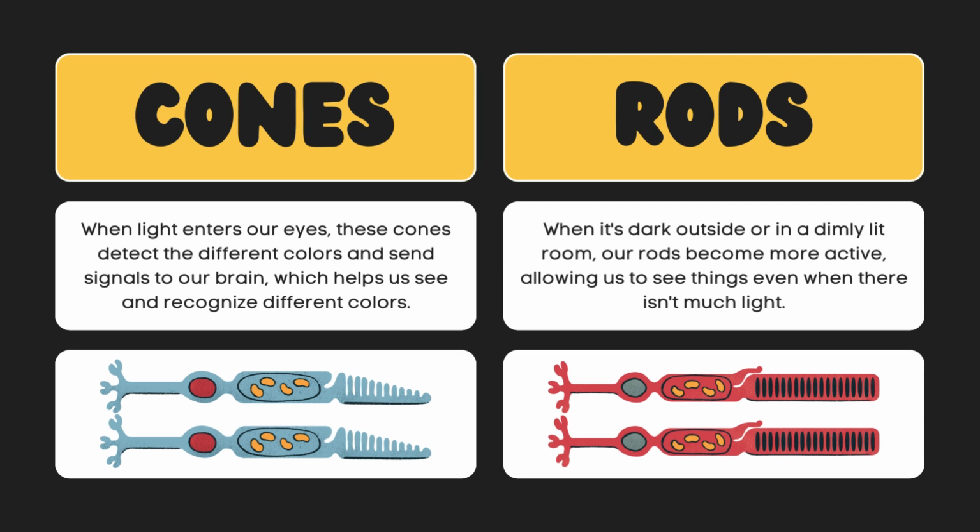Cones. When light enters our eyes, these cones detect the different colors and send signals to our brain, which helps us see and recognize different colors. Rods. When it's dark outside or in a dimly lit room, our rods become more active, allowing us to see things even when there isn't much light.